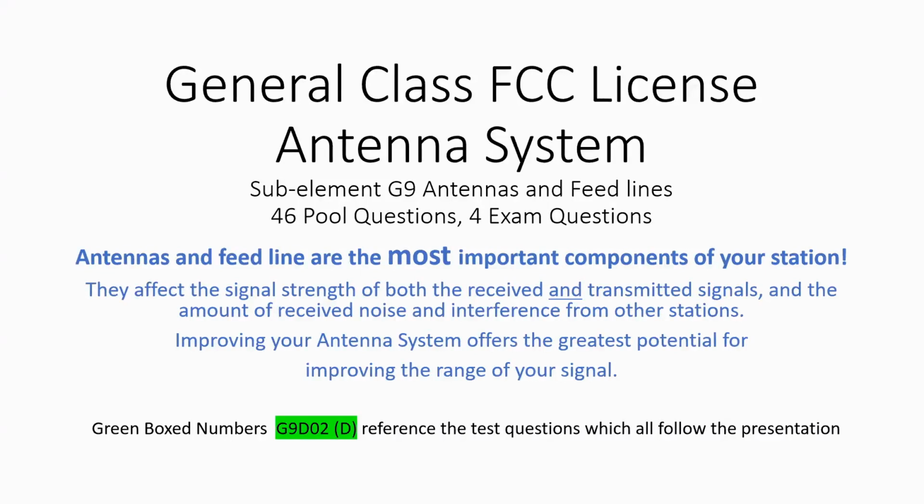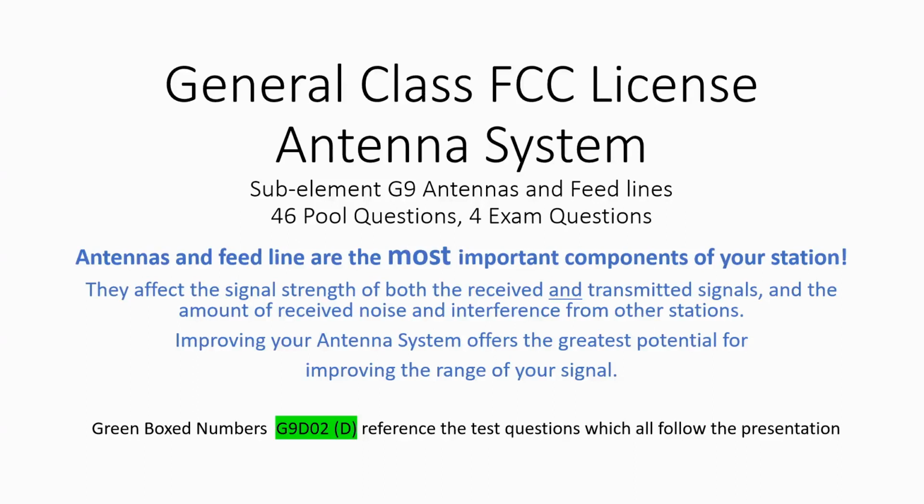I would like to say that my particular personal opinion is that antennas and feed lines are the most important component in your station. They affect the signals you can receive and the signal strength of the signal that you send out. They can add noise, they can reduce noise. They can also pick up interference from other stations or reject that interference. So you can get a lot of benefits.